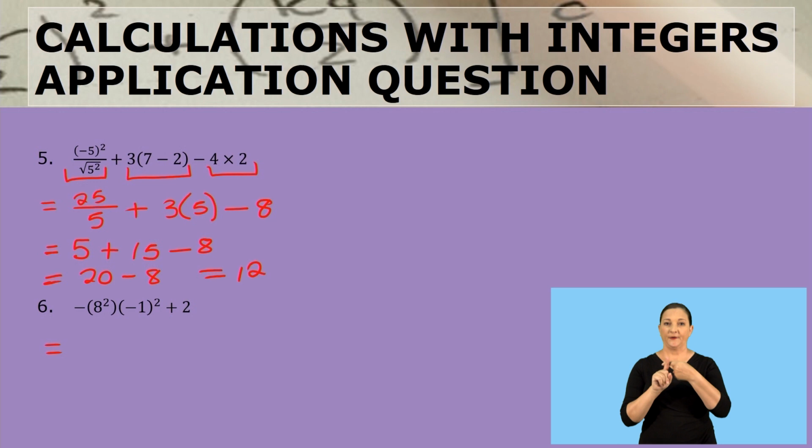And in the end, we are going to add the 2. So we are going to work with that lot and then the 2 separately. So the negative is outside of the bracket. The negative is not being squared. So the negative remains as it is.